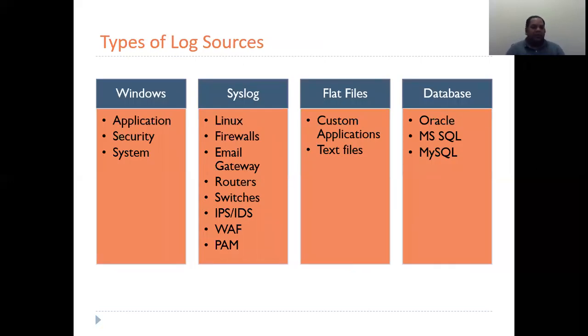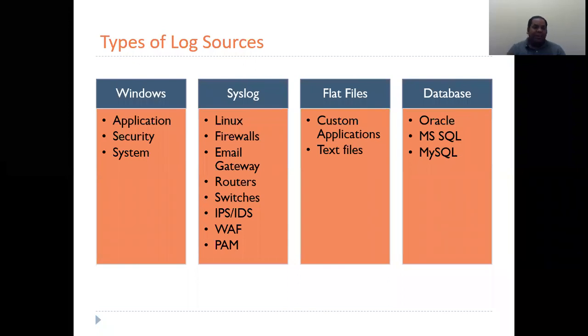So I was telling you that in Windows you will find three kinds of log sources which are important. But if you're talking about a domain controller, you will have to add the DNS and the DHCP, and anything custom which the client wants. But at a minimum, you will have three log sources from Windows: application, security, and system. Whereas syslog devices, all the devices mentioned below, whether Linux, firewalls, email gateway, router switches, IPS, IDS, web application firewall, or PAM solution, all generate logs in a syslog format. So they have a single log source, whereas on Windows, each workstation will have three log sources.